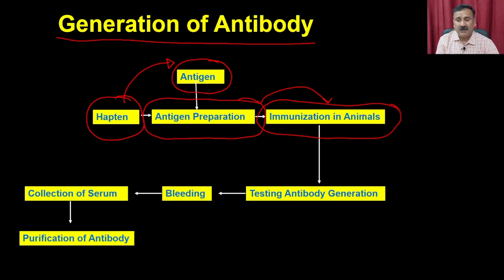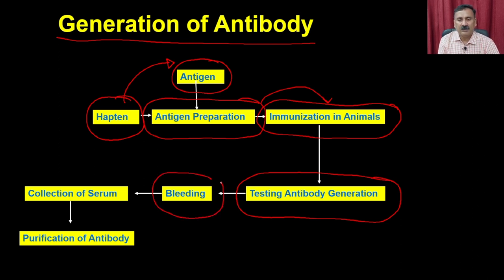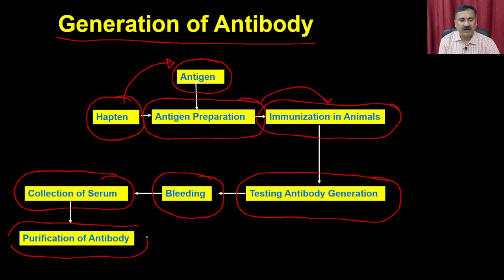Once the animal starts producing the antibody, you have to test the presence of antibodies in the animal. And once you see that the antibody is in a very high quantity, you can extract the blood, and that blood is going to contain the antibodies. From the blood, you collect the serum, and then you can verify the antibodies from the serum. So let's discuss some of these steps individually.